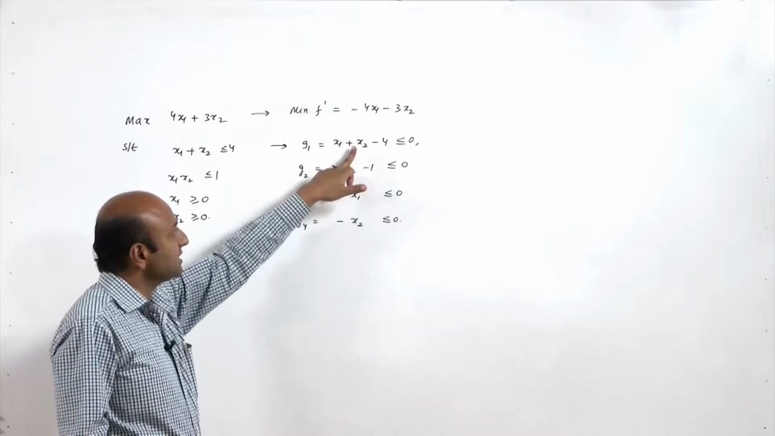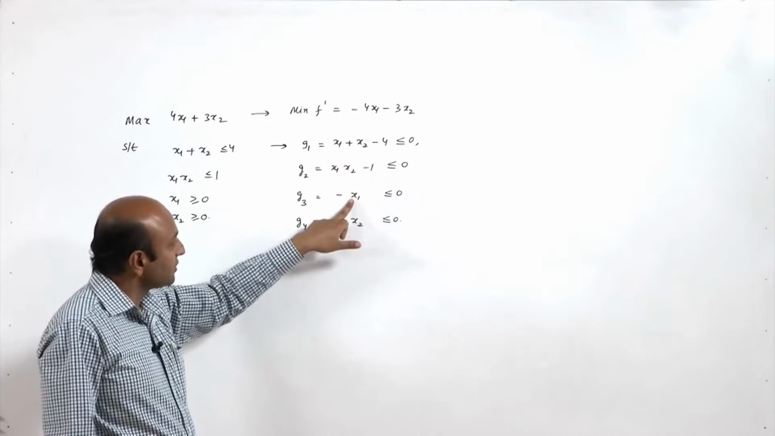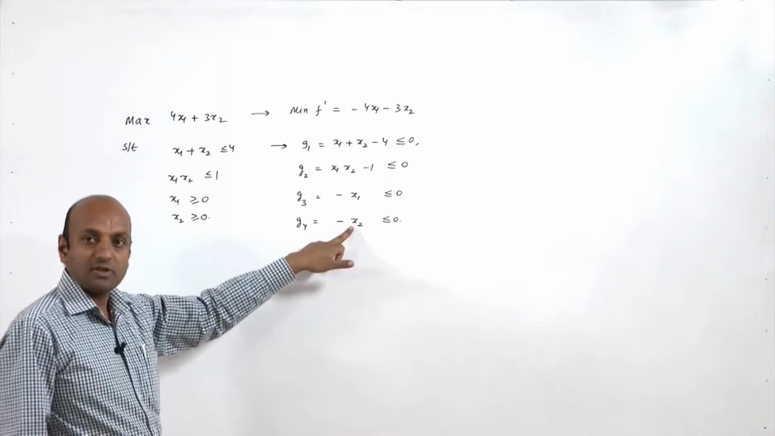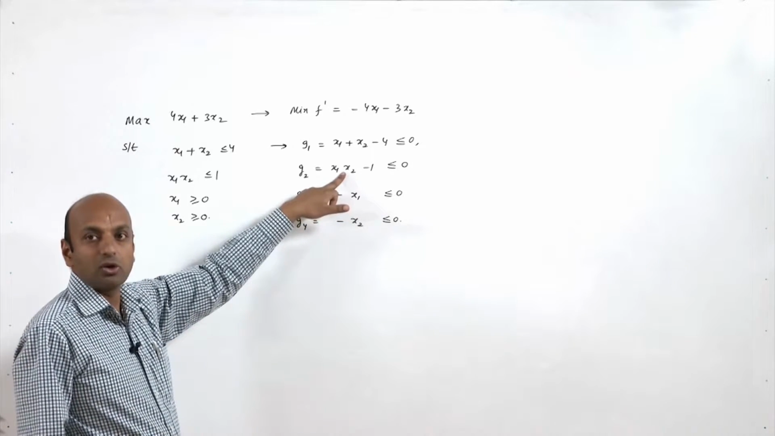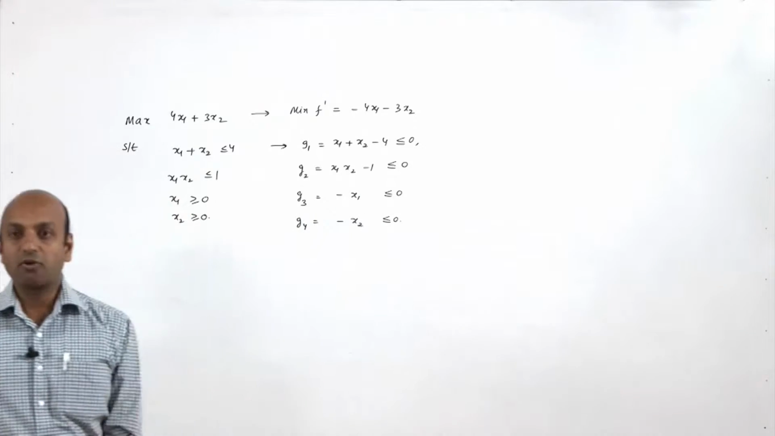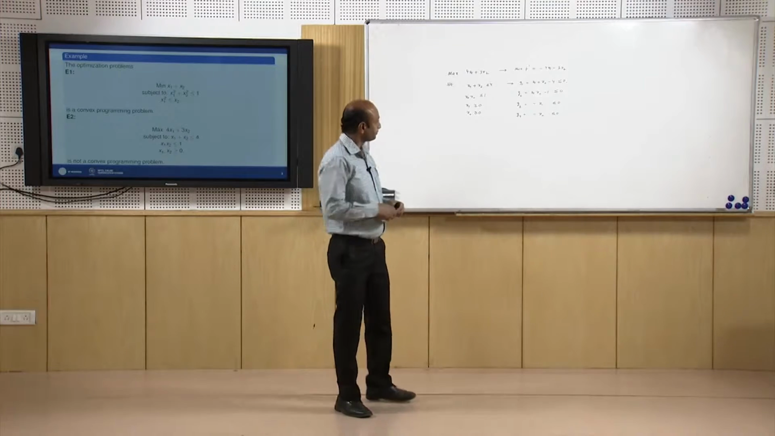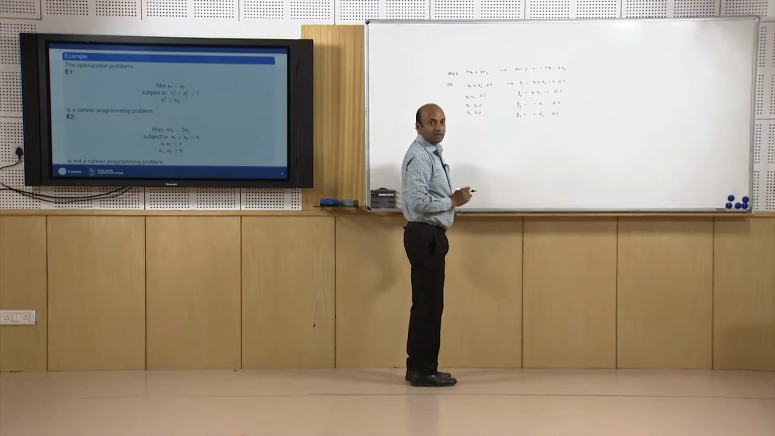The first constraint is linear, it is convex obviously. The third constraint is linear, convex. The fourth constraint is linear and hence convex. Now, we have to check only whether the G2 constraint is convex or not. If it is convex, then it will be a convex programming problem, otherwise it will not be a convex programming problem. Now, to check whether G2 is convex or not, find the Hessian matrix of G2.